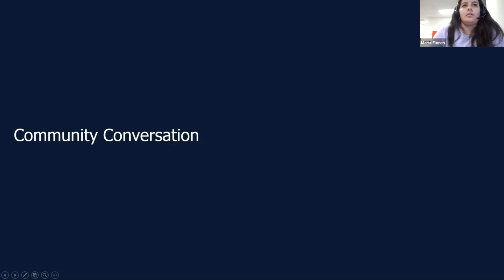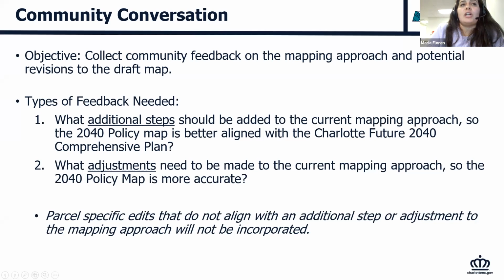And so if there's no other questions at the moment, we'd like to try to get some feedback on our draft mapping approach. The objective of this part of the meeting is to collect feedback on the approach that we've used so far, as well as potential revisions to the approach. There are two types of feedback that we can use to revise our citywide mapping approach.